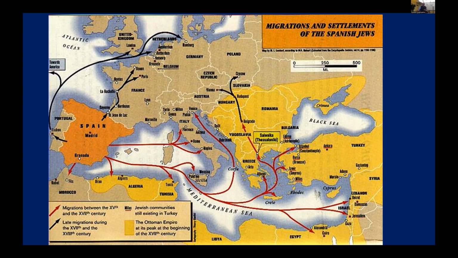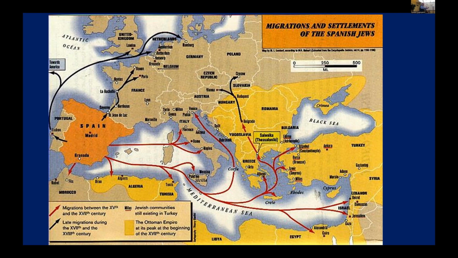Once they got expelled, they resettled back in the Middle East, in Turkey, Greece. A lot of them went to Italy. A substantial number went to Amsterdam and Northern Europe and England as well. So that's the Sephardic Jews.